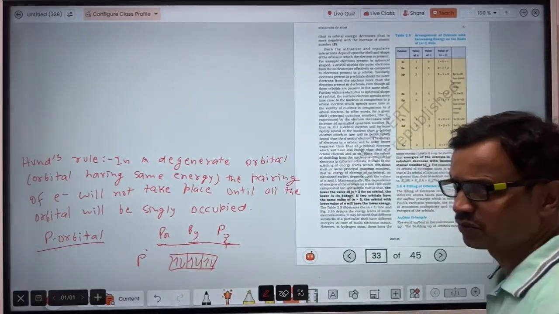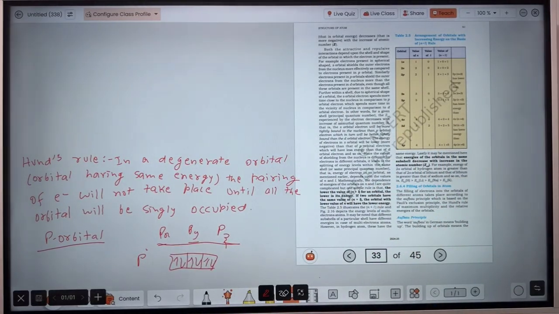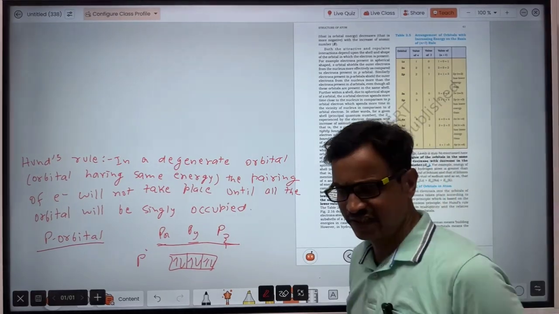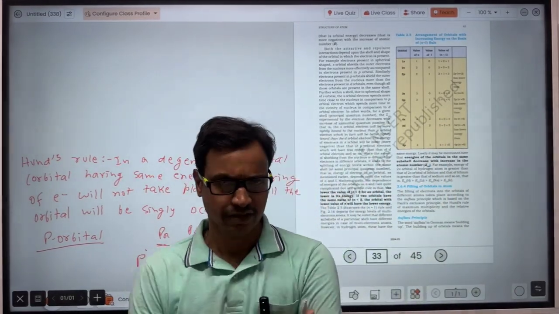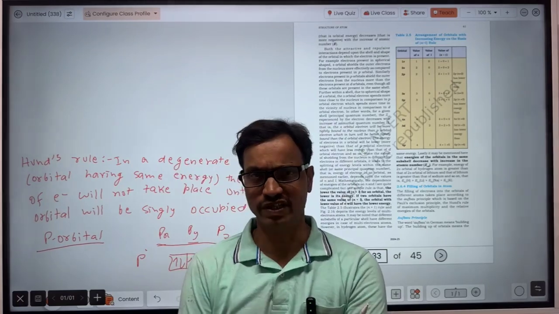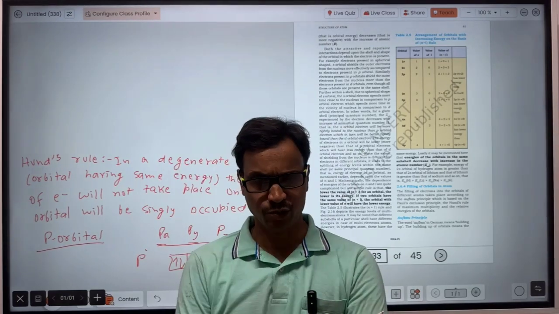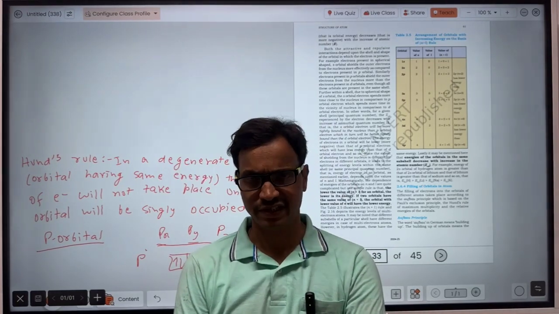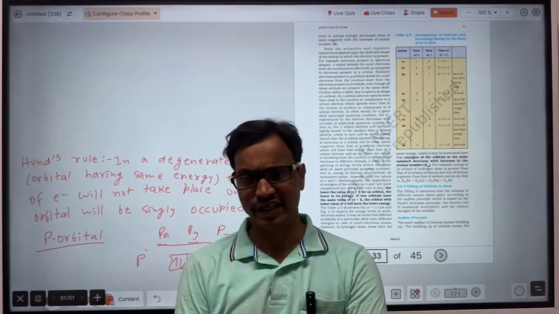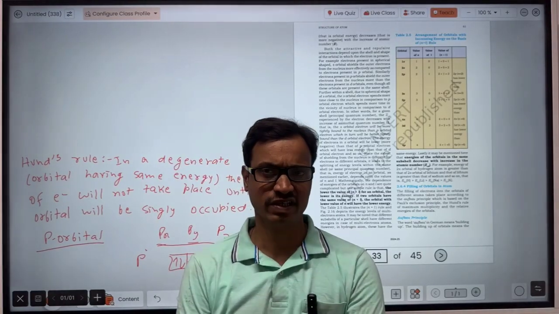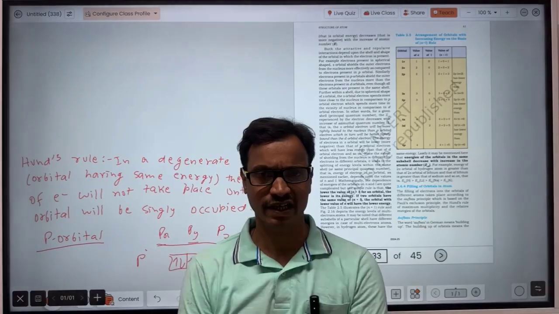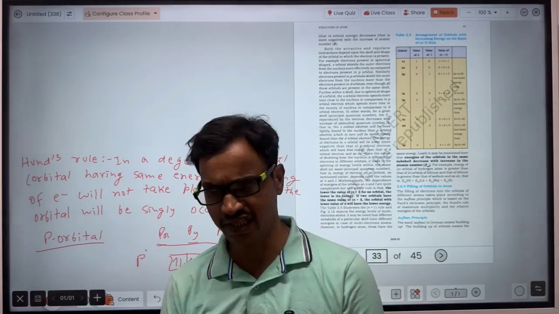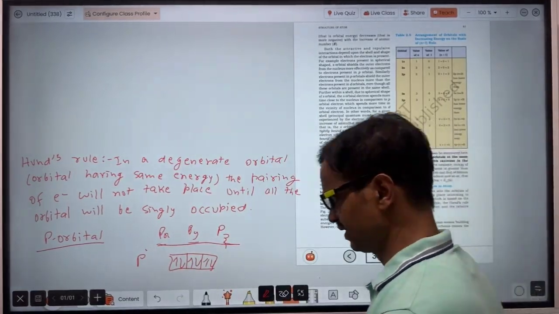Now let's see firstly the Aufbau rule. That was about the various rules which will be applicable for filling of electrons in the orbitals. So one by one we will discuss in detail. What does the Aufbau rule state? The Aufbau rule states that electrons will occupy the orbitals according to their increasing energy. So what is the increasing energy order? About that we will discuss here.